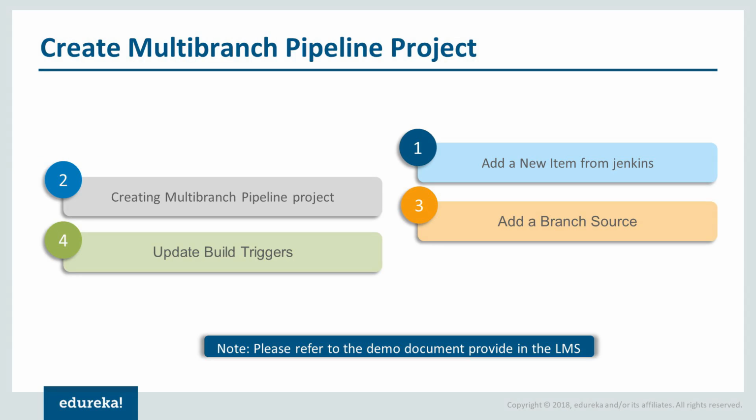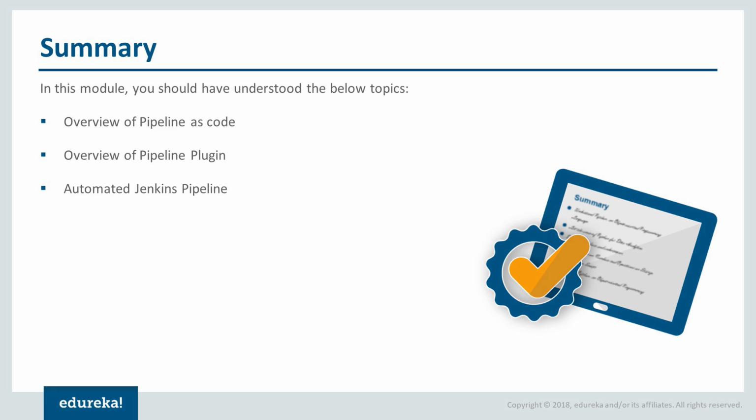So this is what we have done so far, and you can refer to the demo document provided in the LMS, and you can perform the same steps to understand how exactly pipeline works. All right, so in this module, we have learned about pipeline as code, and we spoke about the pipeline plugin, and then we saw how we can automate Jenkins pipeline with the help of pipeline as code.